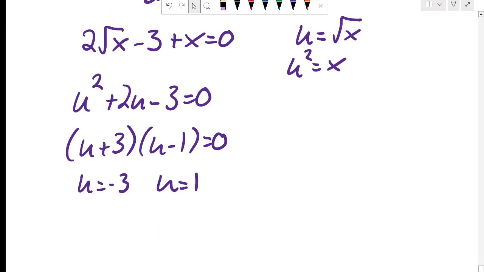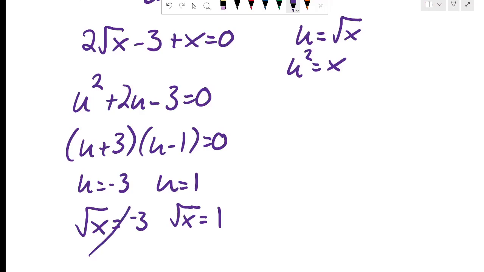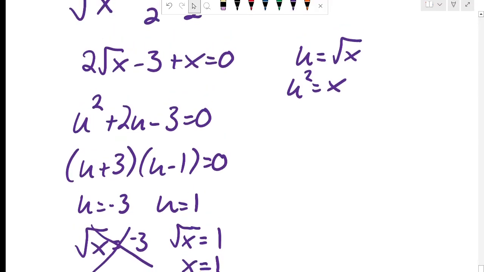And because u is equal to root x, this means root x is equal to negative 3, or root x is equal to 1. Okay. Now the left one is impossible, right? The range of the square root of x is 0 to infinity, so it can't be a negative number. So we just focus on this one, which implies that x equals 1 as well, if you just square both sides. So x equals 1 is the transition point.